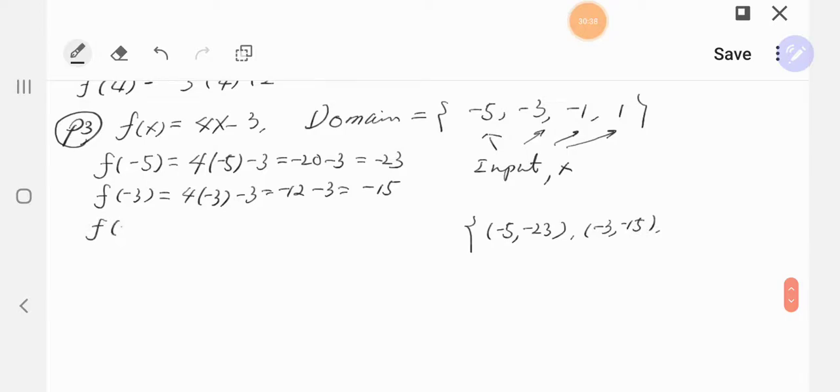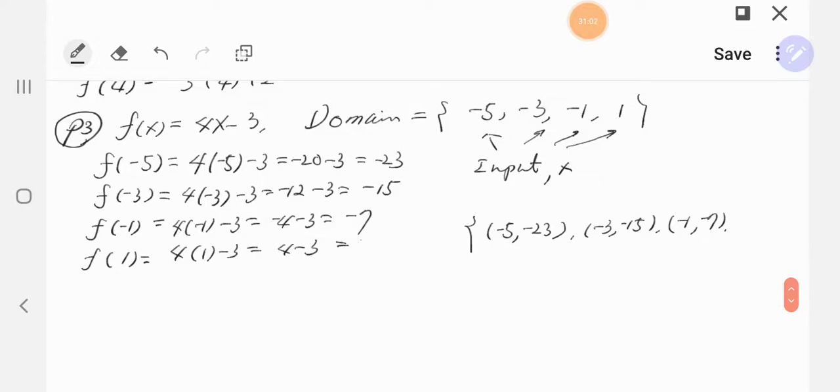Okay, f of negative 1. So input is negative 1. So 4 times negative 1 minus 3, then negative 4 minus 3, negative 7. So the third ordered pair is the input is negative 1, output is negative 7. Okay, the last one, f of 1. Okay, so 4 times 1 minus 3 equals 4 minus 3 is 1. So when the input is 1, then the output value is 1. So this is the ordered pair for each input, 4 input values.